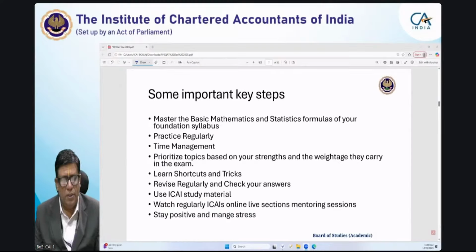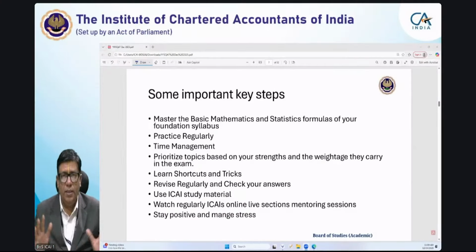You have to focus on the study material, which are regularly the exam related questions, and practice them regularly. The mock test papers will give you confidence, and revision test papers as well. The mock test papers will definitely be helpful for time management also. And prioritize the topics based on your strengths and the weightage they carry in the exam.